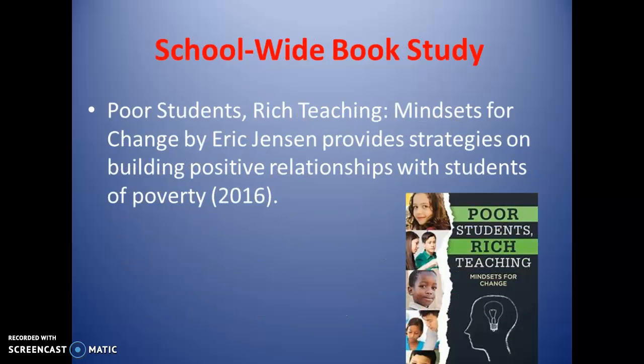We also want to implement a school-wide book study. Poor Students, Rich Teaching, Mindsets for Change by Eric Jensen provides strategies on building positive relationships with students of poverty. We want to utilize this book as a catalyst for change throughout our school building. We want to build strong relationships not only with one another, but we also want to ensure that we're building those strong relationships with our students, and we're also teaching our students how to be collaborative as well.